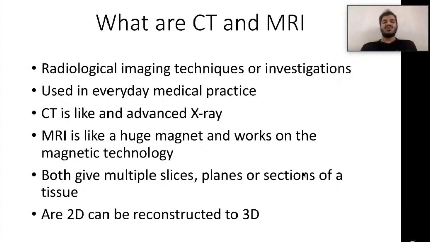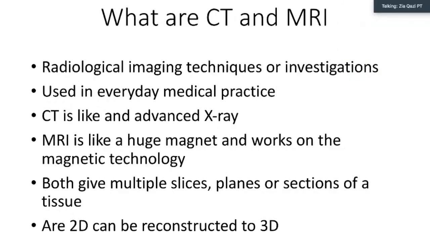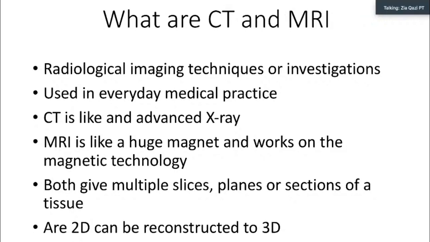Coming to what are CT and MRI. CT and MRI basically are radiological imaging techniques or investigations as we call it, used in everyday medical practice. But the basic difference is CT works on radiation. It is like an advanced X-ray which gives you an HD image of an X-ray scan per se. And MRI is like a huge magnet that works on magnetic technology, but both break down segments of the body in slices and minute forms to recreate 2D or 3D images. So both give multiple slices, planes or sections of a body tissue. Both are available in 2D and can be reconstructed into 3D.